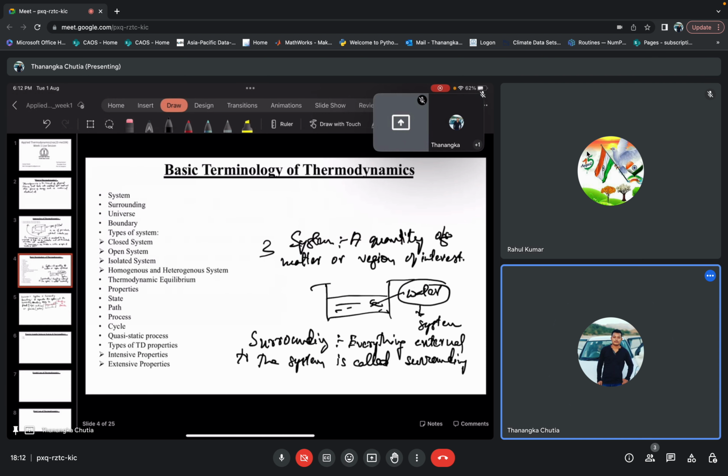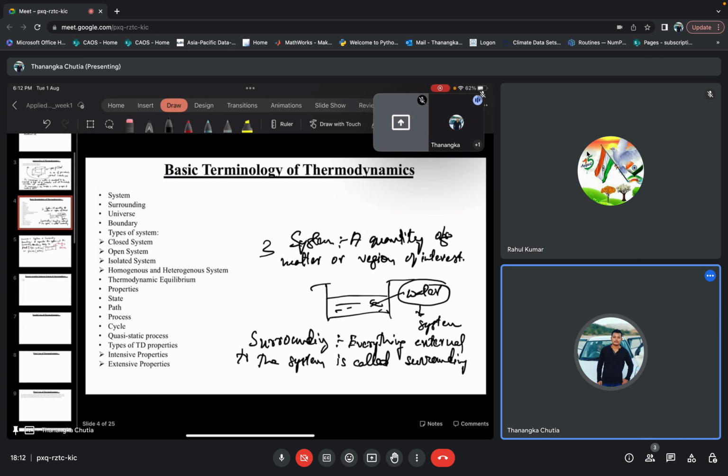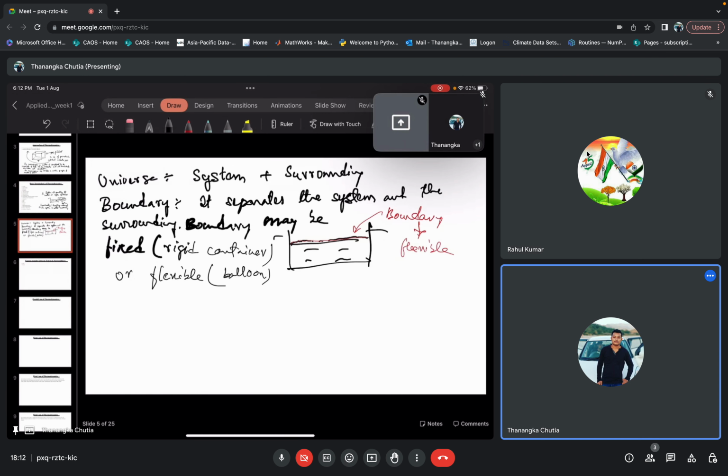Okay, so what are the other things then? Then we need to know what are the different types of system. There are basically three types of system: closed system, open system, and the third one is isolated system.